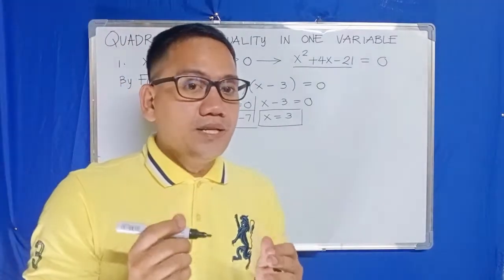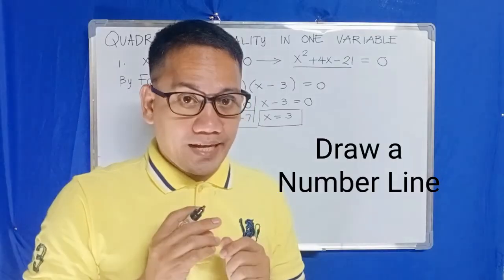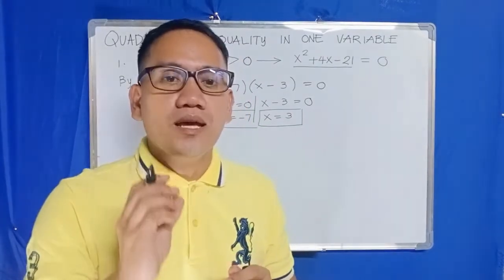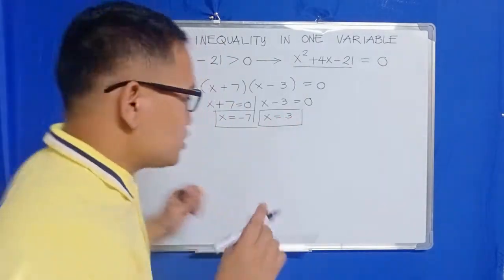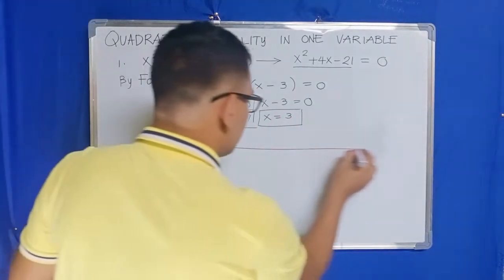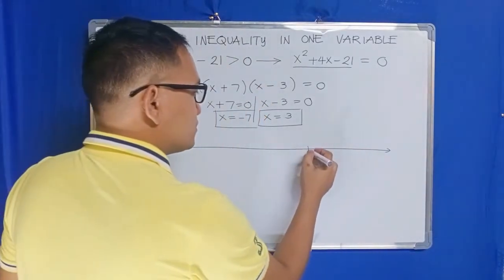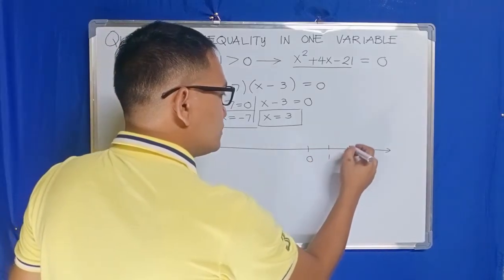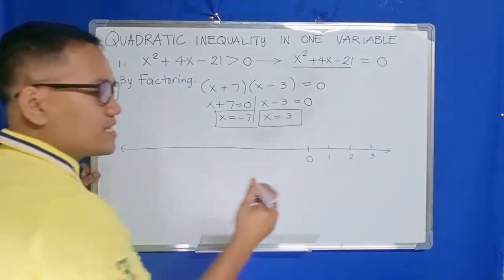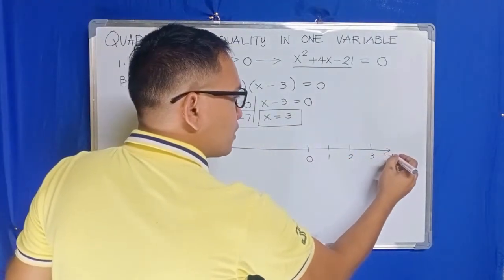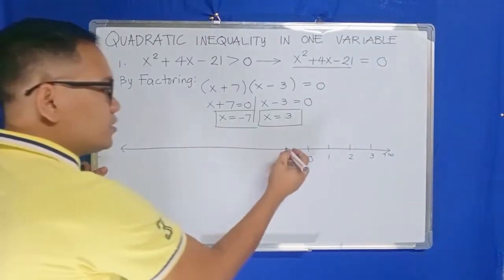And after we determine the solutions, the next thing that we will need to remember is to draw the number line. What's the purpose? It is for us to locate the roots 3 and negative 7. So we'll try to draw a number line. And of course, let's try to write 0, 1, 2, 3. And of course, right of positive 3 are numbers that are considered our positive numbers or the positive infinity. Going to the left of zero are negative numbers.